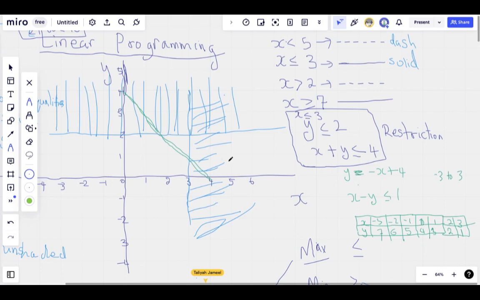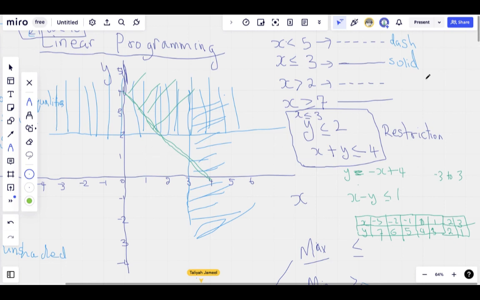Now once you get your line, the inequality says x plus y is less than or equal to 4. So the part that is correct is this way. So I have to shade this upside. I have to shade this side. Okay, you tell this one by choosing a point. On this region, you choose a point.